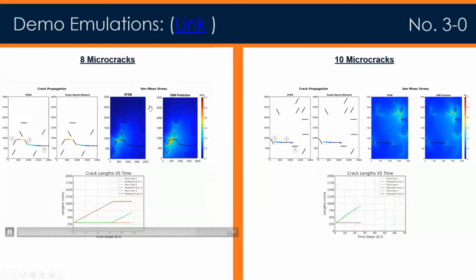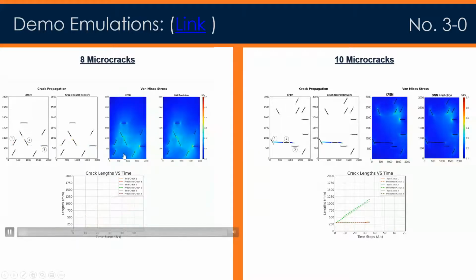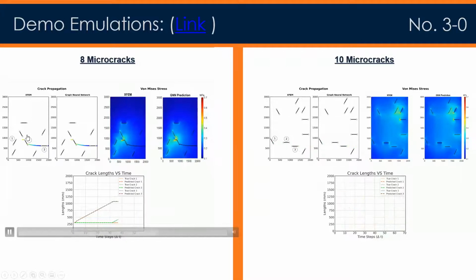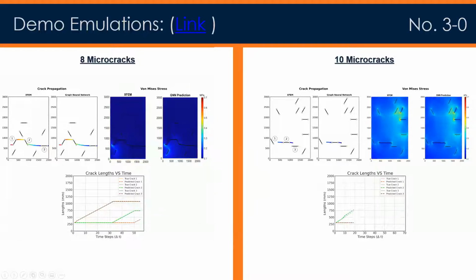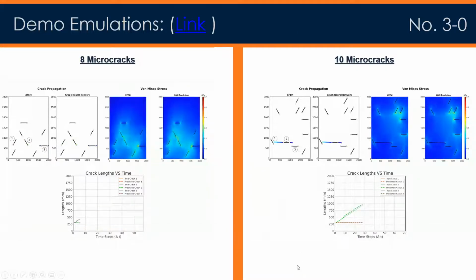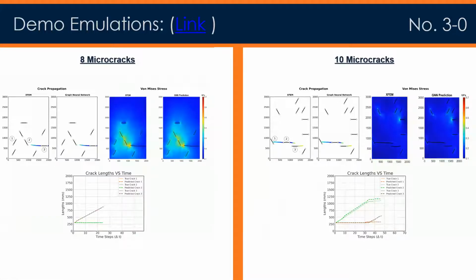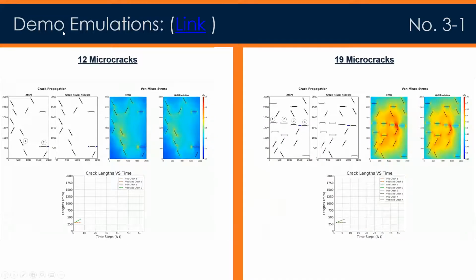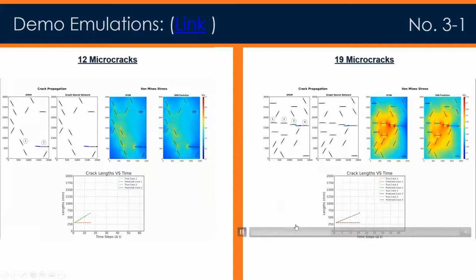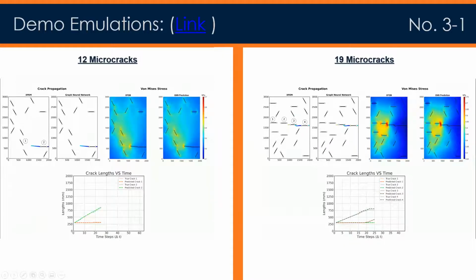And again, we are comparing extended finite element method to the graph neural network prediction. And on the bottom, I'm just trying to track how these cracks labeled here from 1 to 3, how each crack is propagating at each time step, how the length of that crack is increasing. And similarly for 10 microcracks. I could not show all of the simulations from the test data set because it's 225, but I'm showing here these 2. And if we move to the next slide, I'm showing also 12 microcracks and 19 microcracks, so a little bit more complex cases shown here.